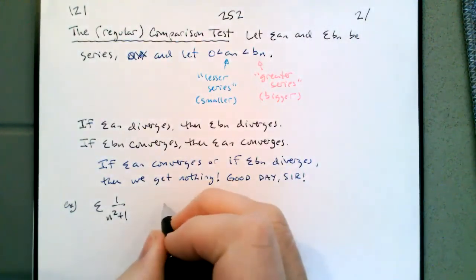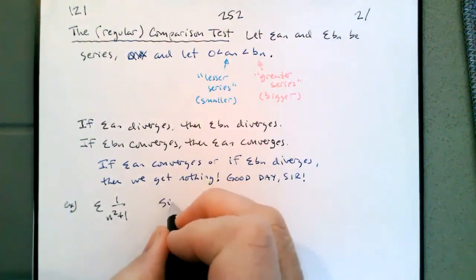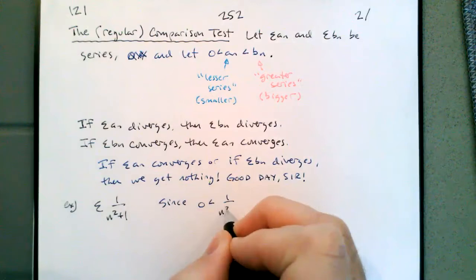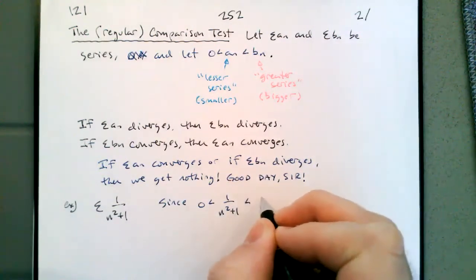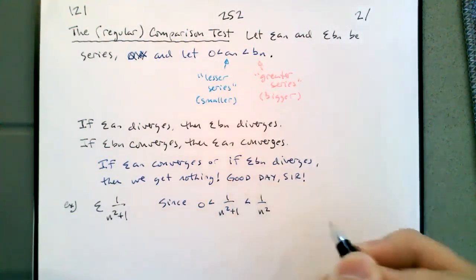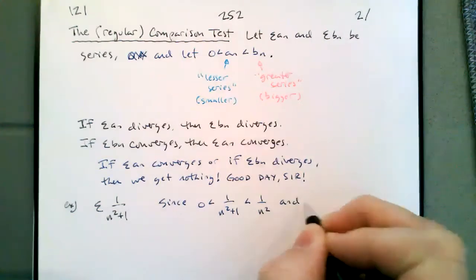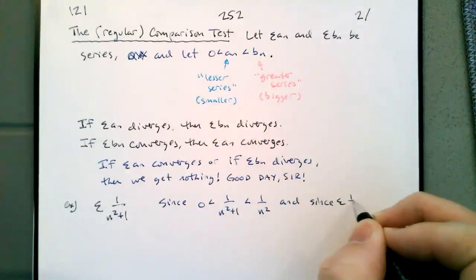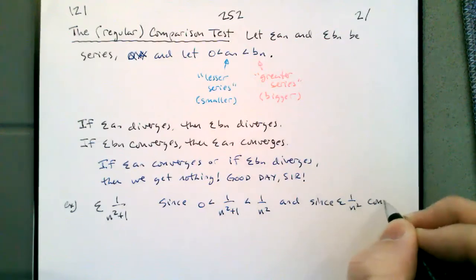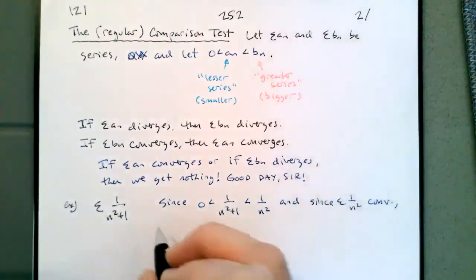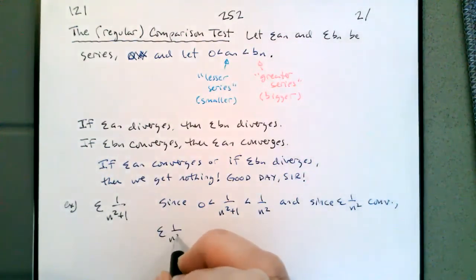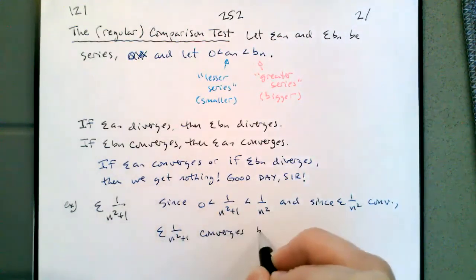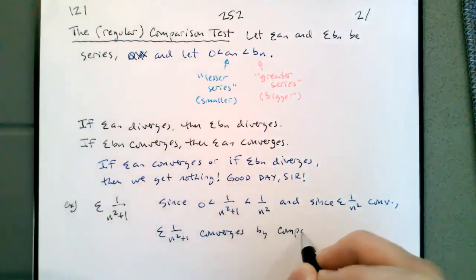So we'll say, since the series in question, 1 over n squared plus 1, is strictly less than the series 1 over n squared, and since the series 1 over n squared converges, the series 1 over n squared plus 1 converges by the comparison test.